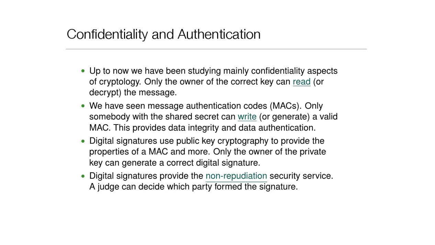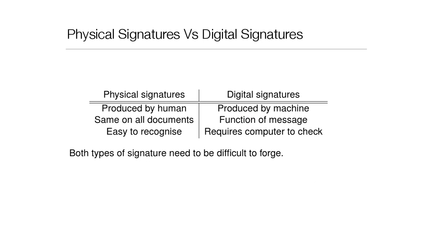That's the idea of this last point. Okay, this is a simple comparison between physical and digital signatures. Physical signatures are produced by humans, are the same on all documents, and are easy to recognize. But digital signatures are produced by machines or computers, or even a human can do that, but it is a computational thing. And this is a function of a message.